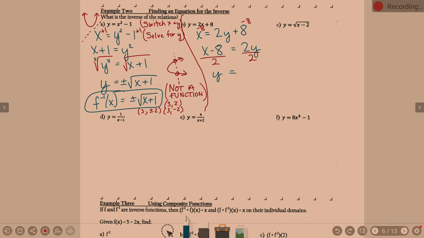However, if we're going to talk about what this looks like in order to know if it's a function, I'm going to have you think a little differently in that, how do we divide this 2? This 2 divides into x and 8. So if I think about this as x divided by 2 minus, what's 8 divided by 2? 4.